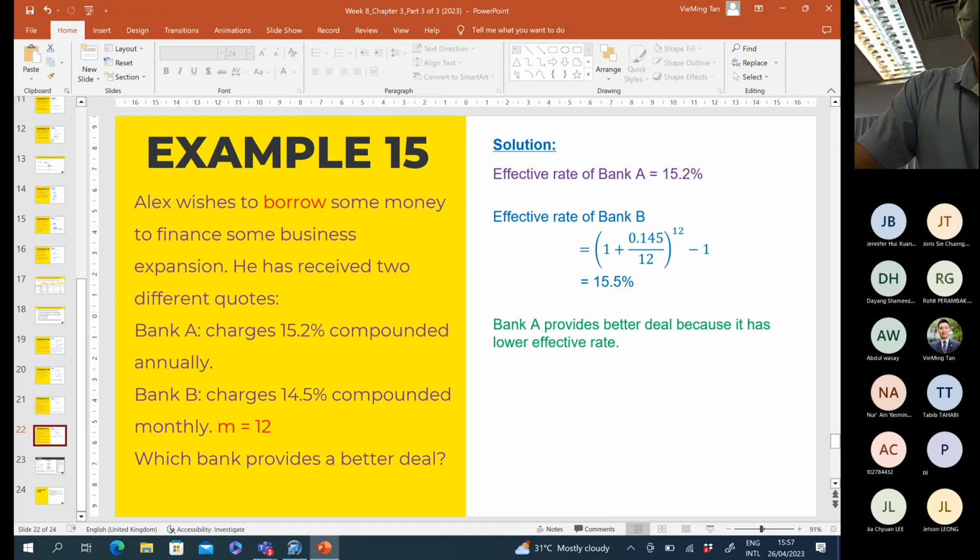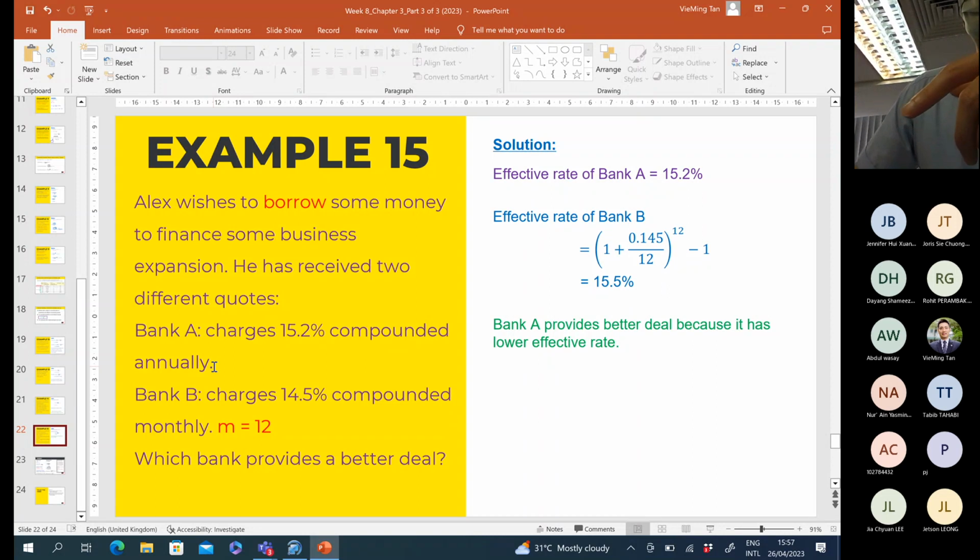So okay, Alex wishes to borrow some money, and now Alex is a borrower. He would like to borrow money to finance some business expansion. He has two different quotes, two different offers from either Bank A or Bank B. Bank A offers 15.2% compound annually. Compound annually means the interest is revised only one time in a year. So 15.2% is the effective rate offered by Bank A.